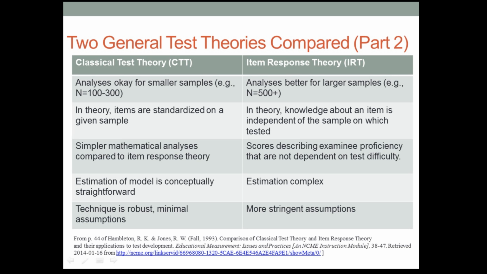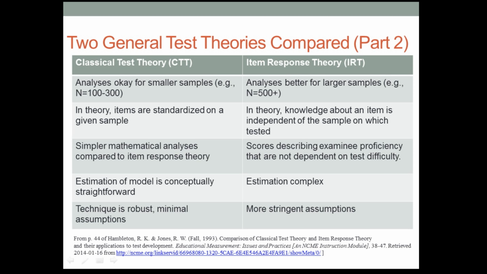Item response theory, on the other hand, requires larger samples. I usually like to have 400 or 500 at the minimum, although I've seen researchers use 100 or 200, in which case I usually flip the page and don't read the study, because that's usually not enough.